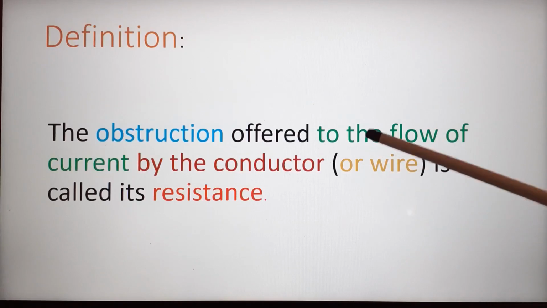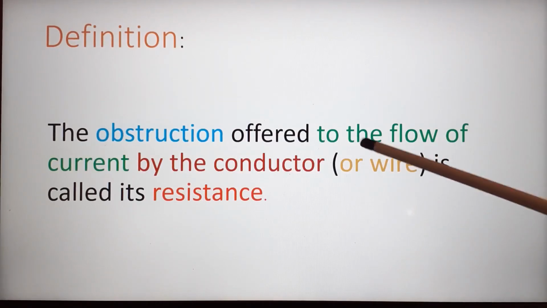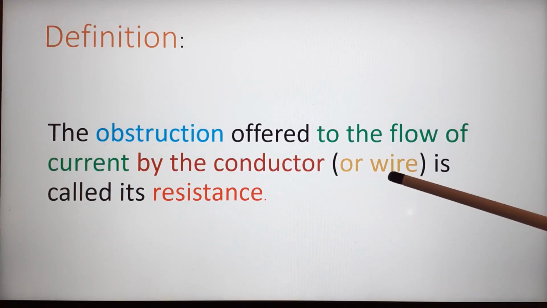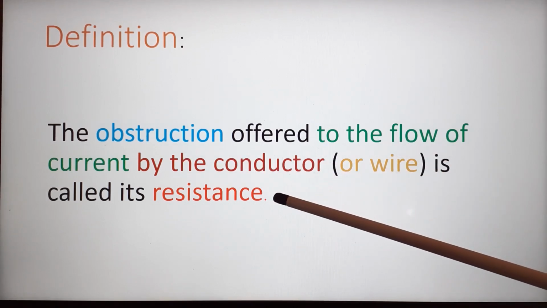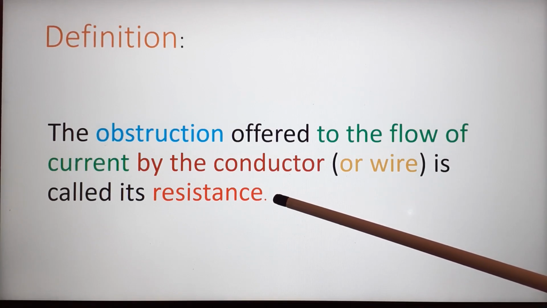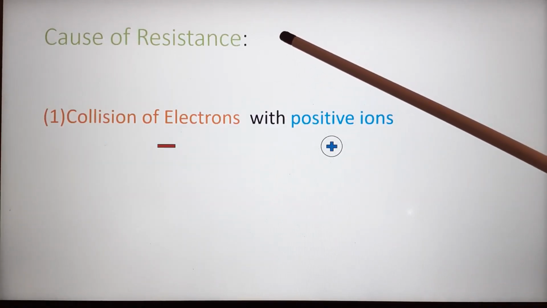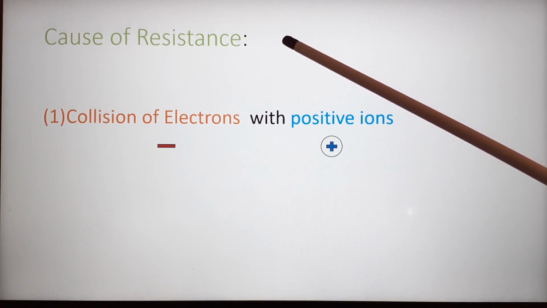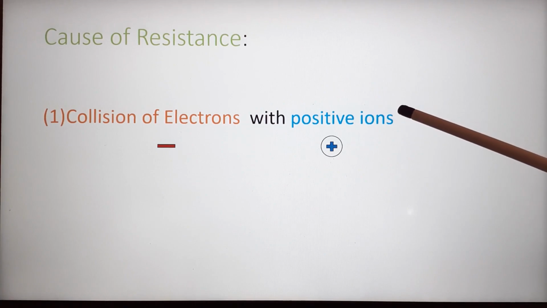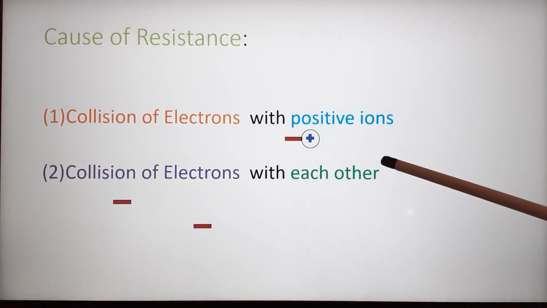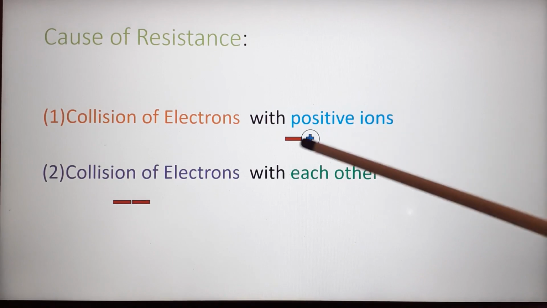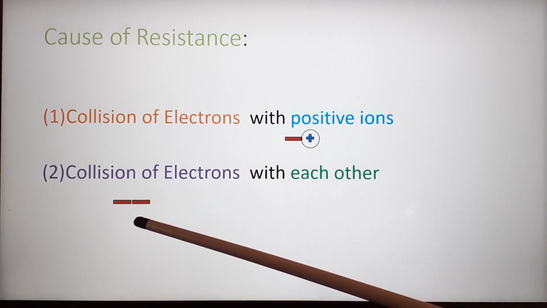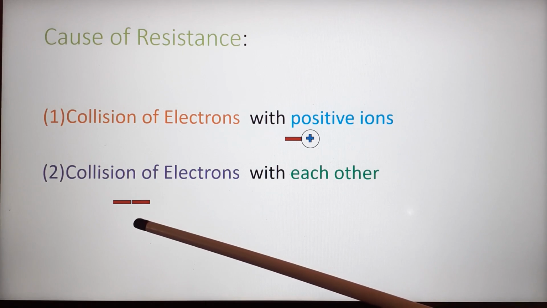So, this obstruction offered to the flow of current by the conductor or a wire is called resistance. Resistance is nothing but opposition applied by the wire to the flow of electrons. Now, what is the cause of resistance? Why does resistance come into existence? There are two causes. First, collision of electrons with positive ions. Second, collision of electrons with each other. Due to this collision, their kinetic energy decreases and their speed decreases.